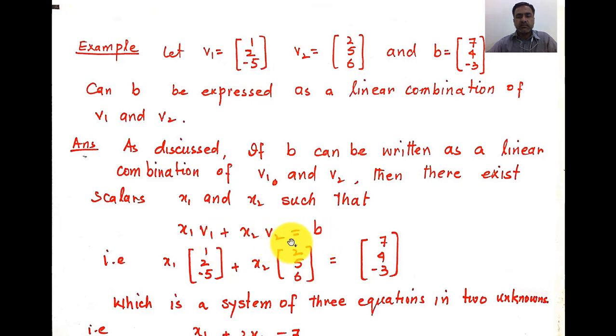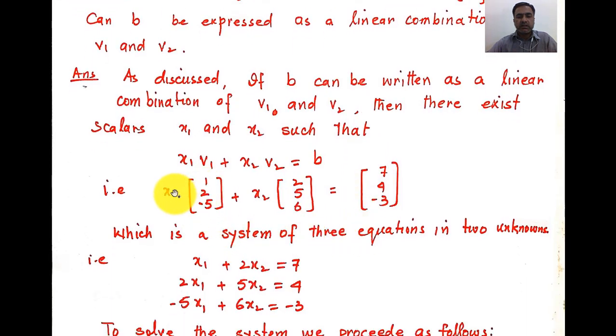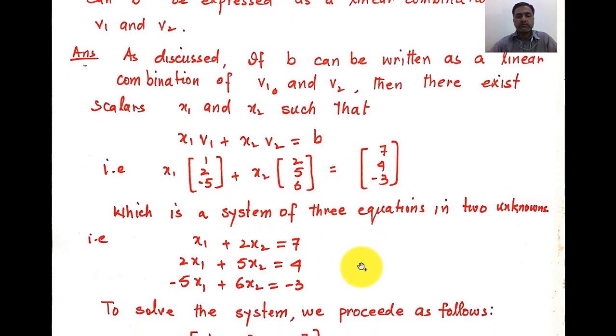Now, if this system is consistent, then we will say that B can be expressed as a linear combination of v1 and v2. And if it is inconsistent, we will say that B cannot be expressed as a linear combination of v1 and v2. This can be simplified to x1 times (1, 2, -5) plus x2 times (2, 5, 6) equals this vector, which gives x1 plus 2x2 equals 7. This is the first equation. The second equation is 2x1 plus 5x2 equals 4, and similarly we have the last equation.